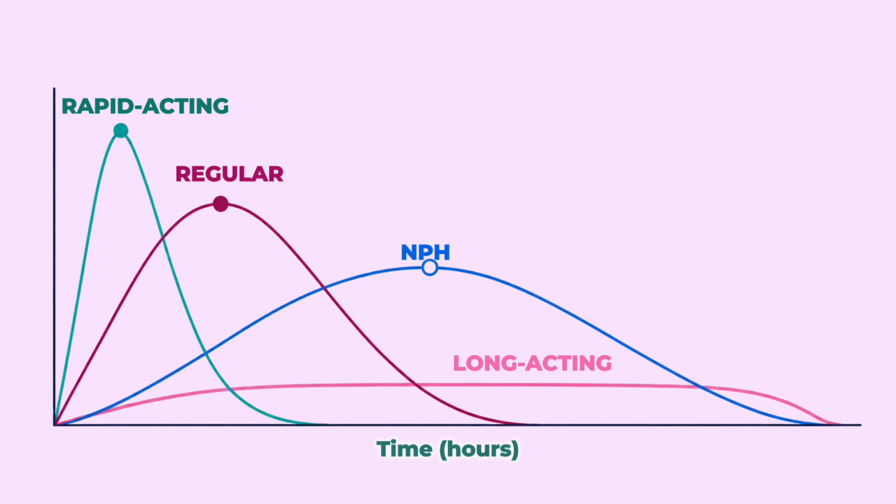The earlier and higher the peak, the faster you must watch for hypoglycemia. Rapid acting peaks the earliest. Long acting has no peak. Burn this table into your memory before your exam.